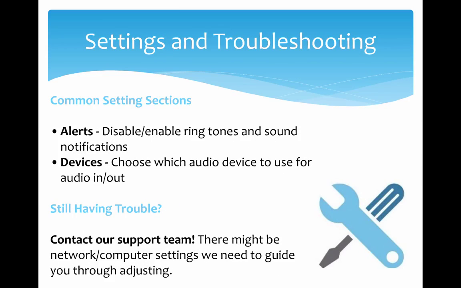Alright, moving on to settings and troubleshooting. Just to give you guys some common setting sections that you might want to modify if you run into any problems. There's the alert section, and this will allow you to disable or enable ringtones and sound notifications if you don't want your ringer on for any reason. There's also the devices tab. I get a lot of people that maybe they can't hear through their headset and they don't quite know why. This might be because your headset isn't toggled as the input device on your computer, or sometimes they can't hear through their headset, but again, their headset isn't set as the output device. So certainly check these out to make sure they are.